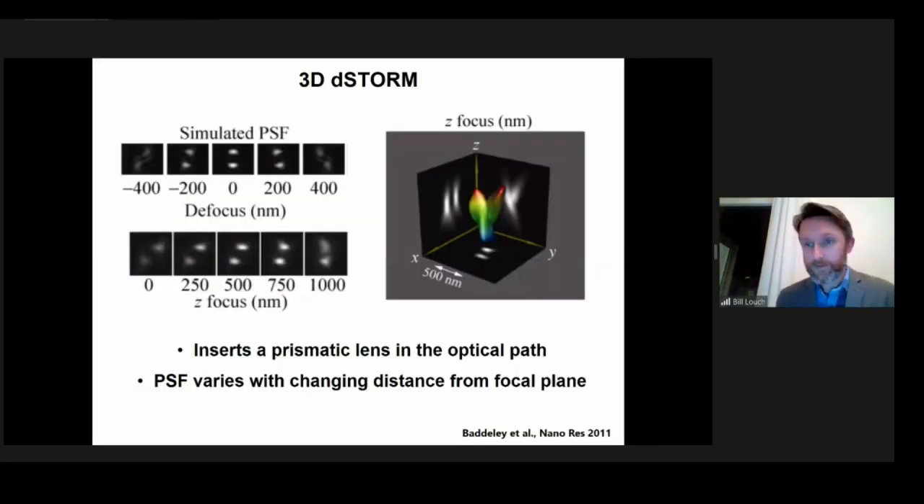There's another trick we can use, and that is we can also do this in 3 dimensions. And you insert a prism into the light path, and that divides the point spread function into 2 lobes. And depending on the depth in the sample, these 2 lobes rotate around each other, and that gives you information about the Z position. And the computer then can make a reconstruction in the Z axis.